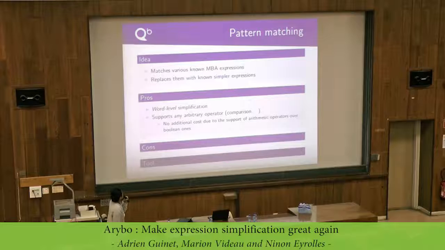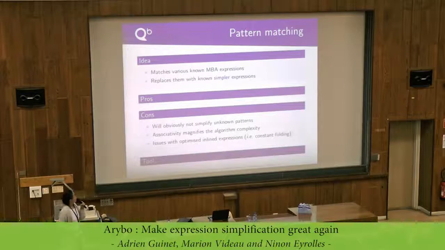What's interesting in this strategy is that it works at the word level. The second point is that it supports any arbitrary operation, of course, because you just need to have some kind of symbolic operator and know what it's doing by writing it. So there is no additional cost due to the support of arithmetic operators over Boolean ones. In fact, all operators in some way are equivalent, so it's completely operator agnostic.